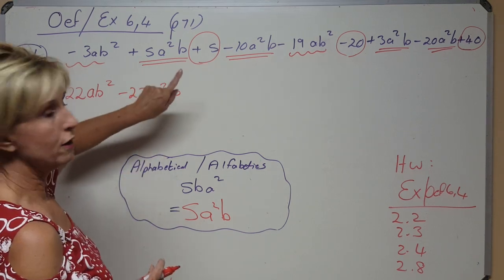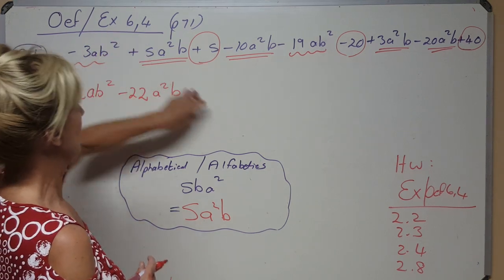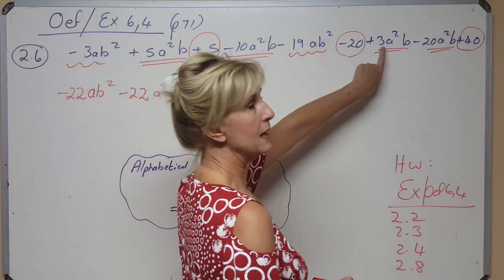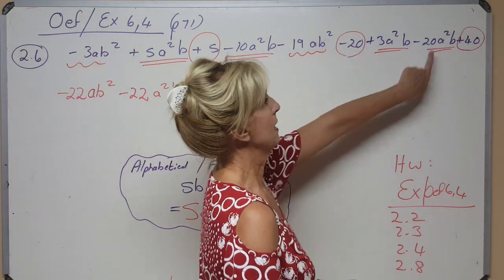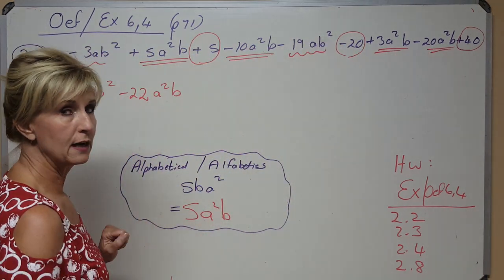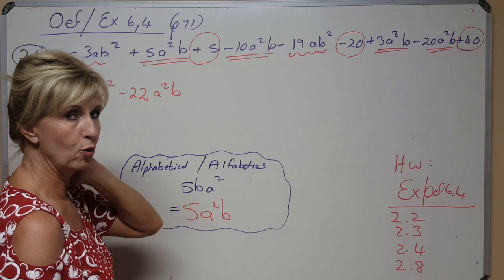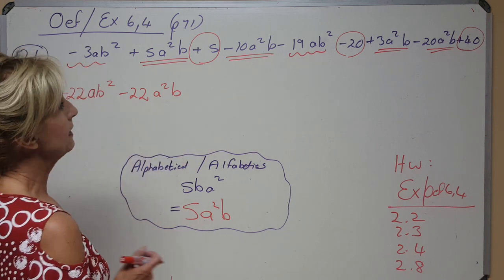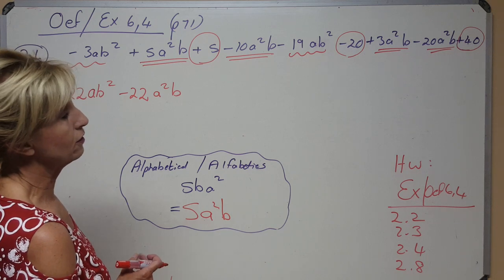So if you add the coefficients, it's plus 5. Minus 10 is minus 5. Plus 3 is minus 2, another minus 20 is minus 22. Like you've been taught how to add integers that way. And then the last thing is adding the constant numbers.